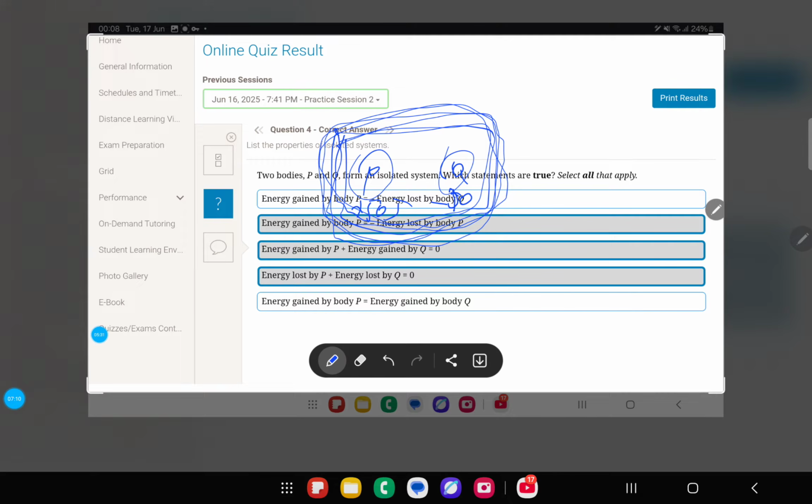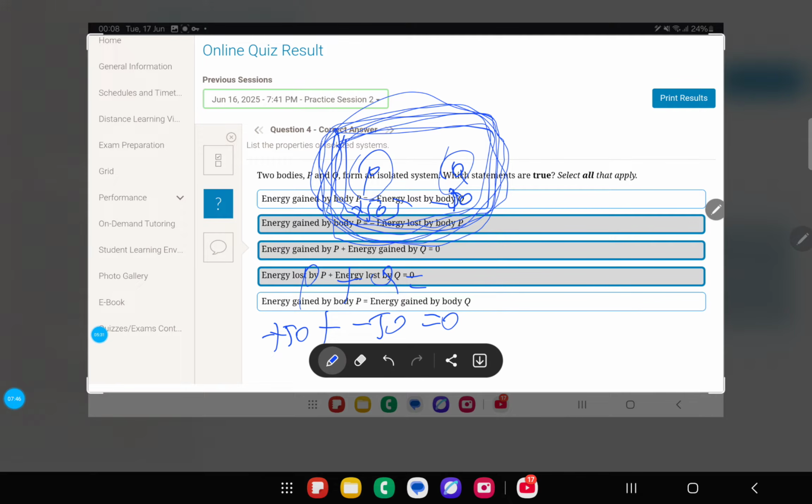That's it. So when they ask you for the net energy between the two bodies, you're gonna add them up. P plus Q equals the net. P gained positive 50, while Q gained negative 50, which means it lost. Same meaning, but they just have different signs. It's the same meaning in the end. So if P gained 50 and Q gained negative 50, 50 plus negative 50 is 0.